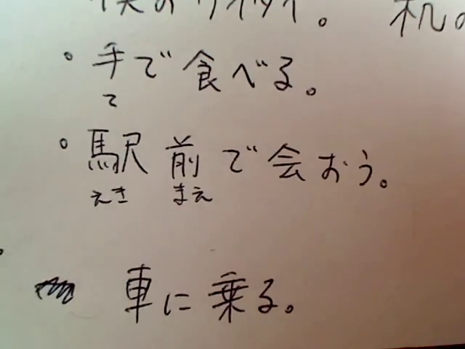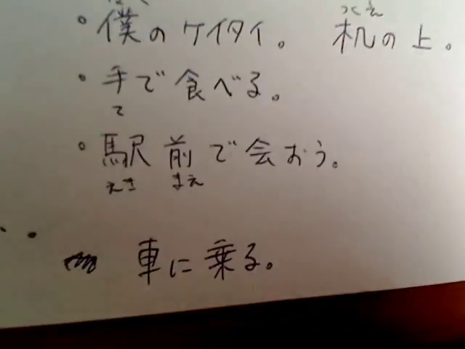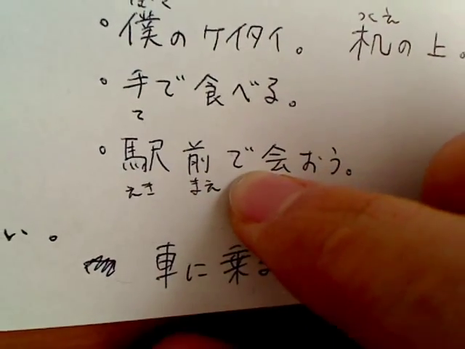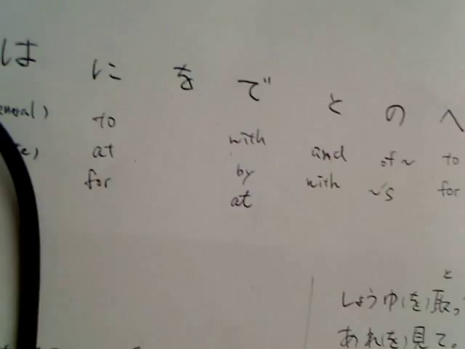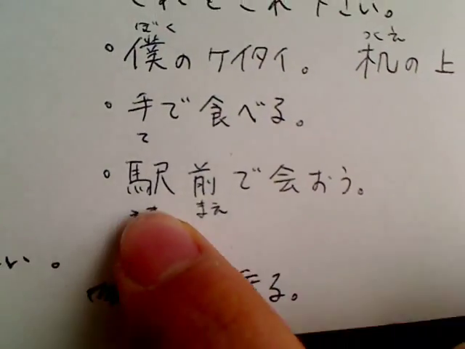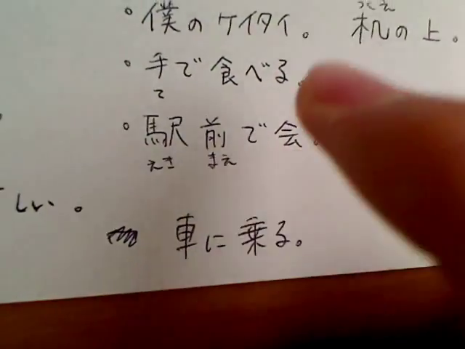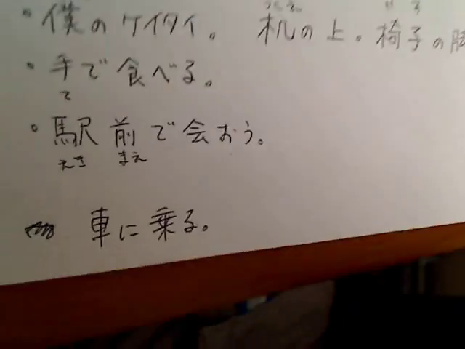Okay. 駅前で会おう。Let's meet up at the station. This one. 駅前で会おう。Remember, it's not に, although に can also mean at in some context. You do not say 駅前に会おう. That's what makes people, Latin Japanese people confused, I think. 駅前に会おう. No. 駅前で会おう. Yes.